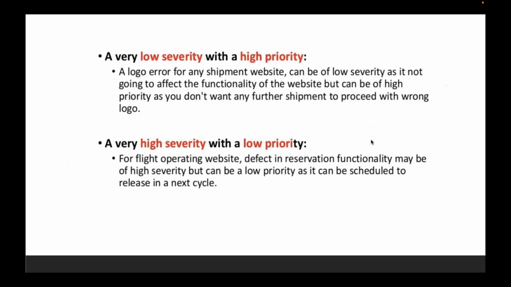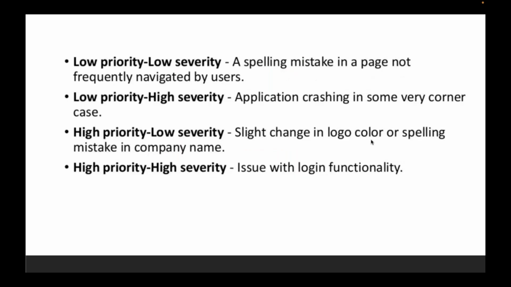Then low severity, high priority examples. These are all real-time examples. This is a technique. Basically, severity and priority would be a technique that you need to follow in real time, so you might have to get that. Then low priority, low severity, and low priority, high severity. Okay, this is also required. So if it is a spelling mistake, then it comes under low priority and low severity. If there is an application issue, then it is high.